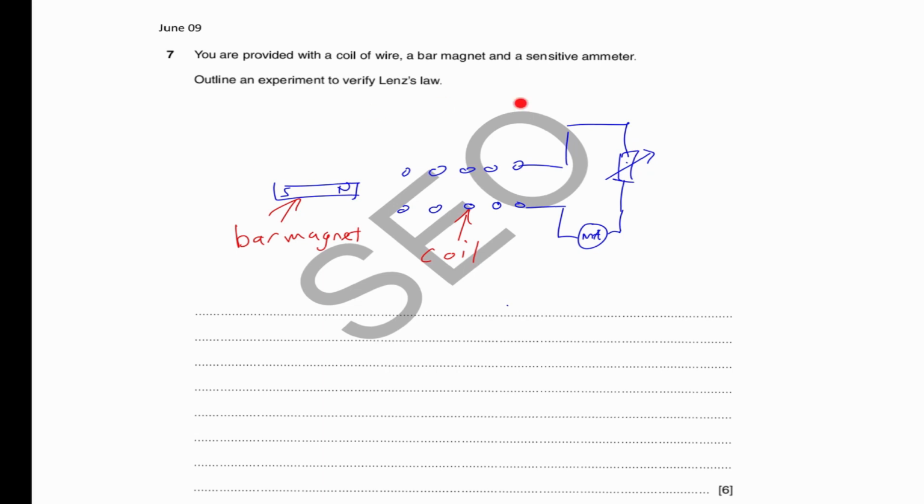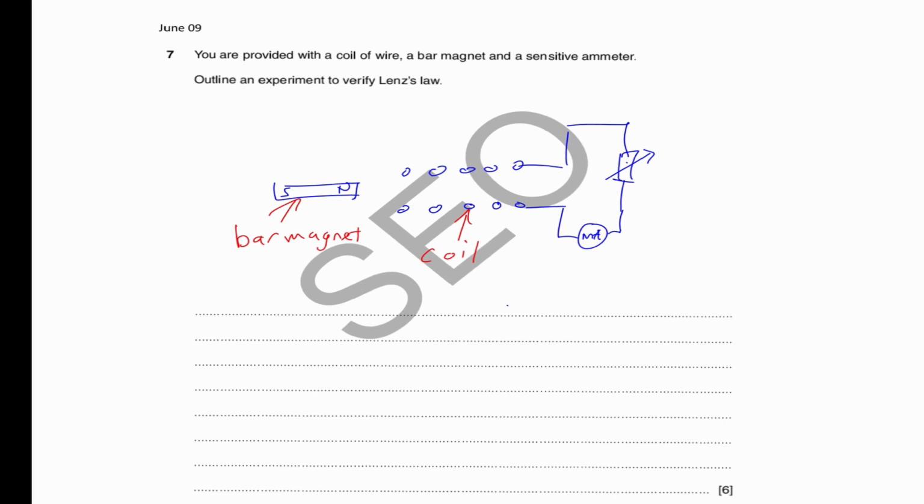So copy this diagram in your answer, and this is how you will explain, because you are just asked to verify only. So you just have to say, when the bar magnet is pushed into the coil, the milliammeter will show a deflection in one direction. When the bar magnet is pulled out from the coil, the milliammeter will be deflected in the opposite direction.